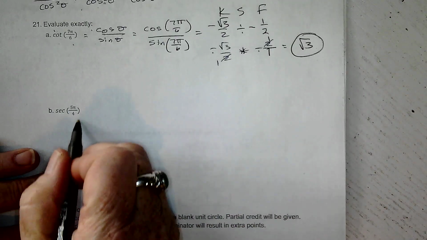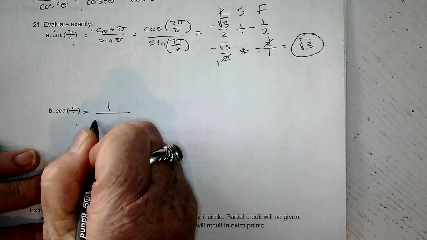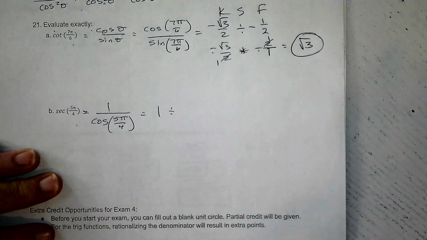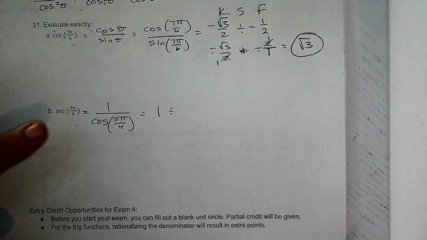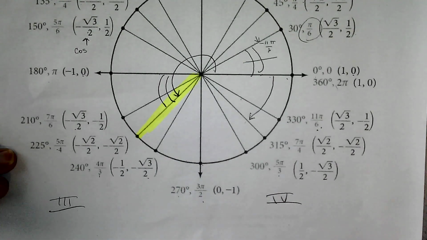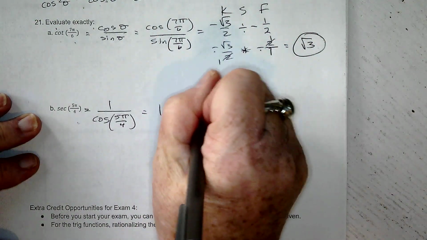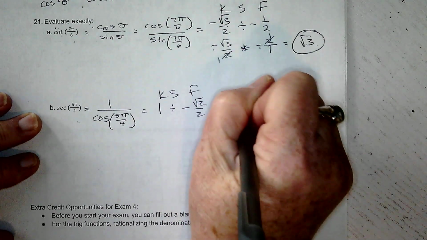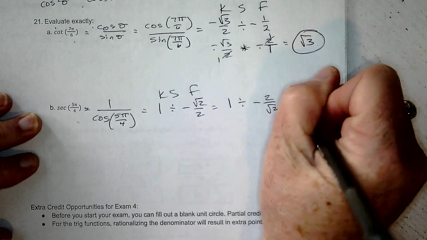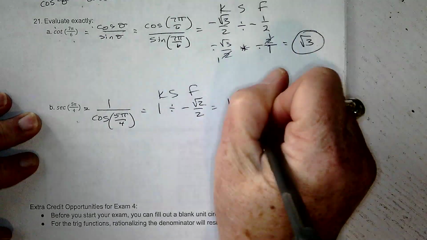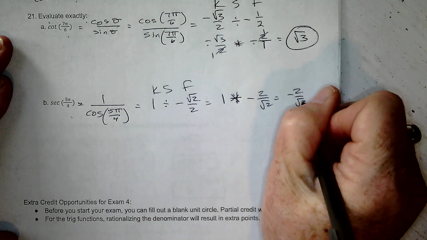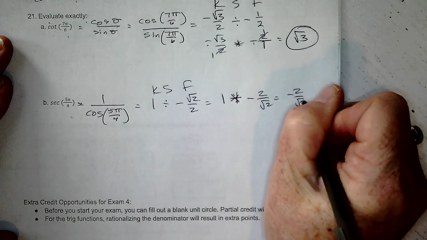The next one is secant of 5 pi over 4. Secant is 1 over cosine of 5 pi over 4, which is 1 divided by, look at your 5 pi over 4, find your x value. Okay. Negative square root of 2 over 2. Keep, switch, reciprocal. Negative 2 over the square root of 2. This should be a multiplying sign. I'm going too fast. Sorry about that, y'all. All right, and this is holy, I need more coffee.